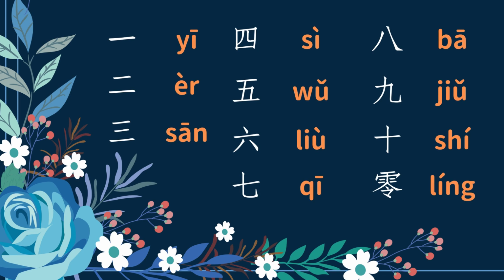Well, let's review everything from number 1 to 0. Number 1. Yi. Number 2. Er. Number 3. San. Number 4. Si. Number 5. Wu.